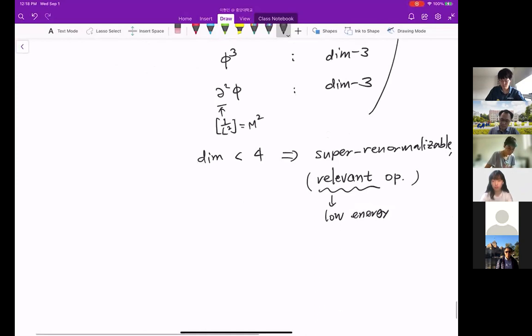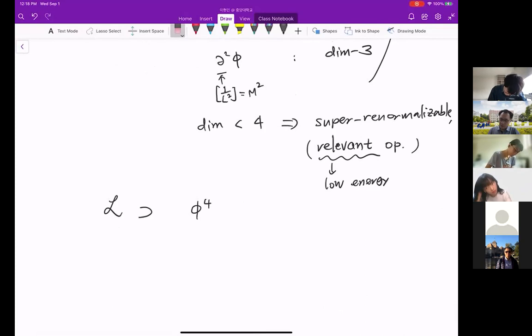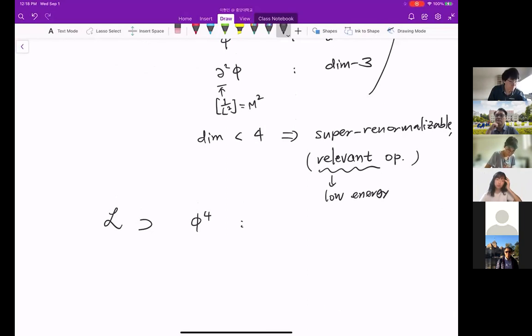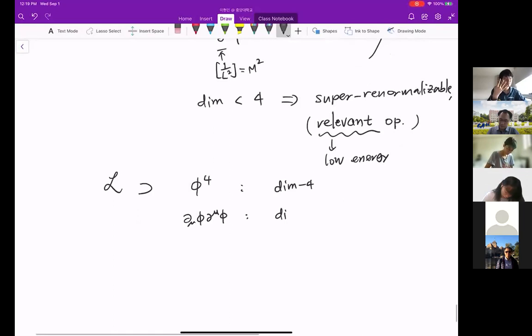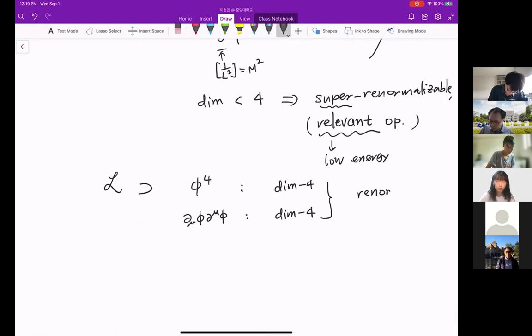And then suppose the Lagrangian contains, what about this? Phi to the fourth. What is the dimension? Phi to the fourth, dimension four. And what about this? Dimension, again four, right? So those we call renormalizable. Super-renormalizable, but these are renormalizable. Renormalizable is good.